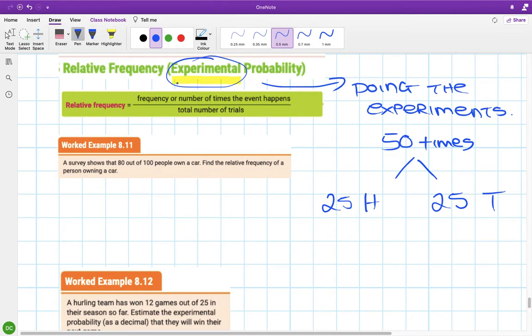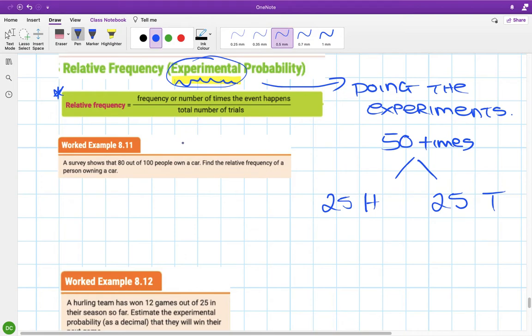So that's what experimental probability is about, where it doesn't necessarily follow what you think it should be because you're basing it on an actual experiment. Is that okay? So we're going to do one of these experiments. I have a little formula here. This is how you calculate it.